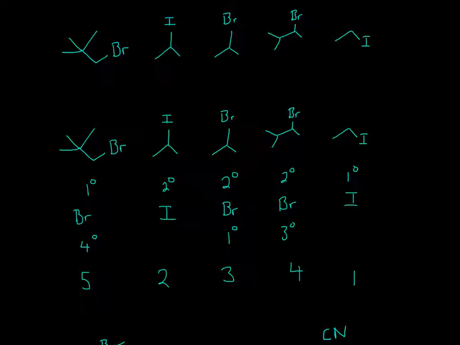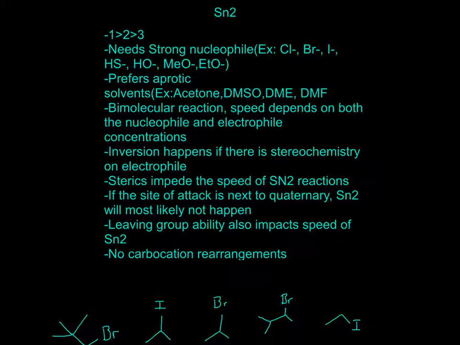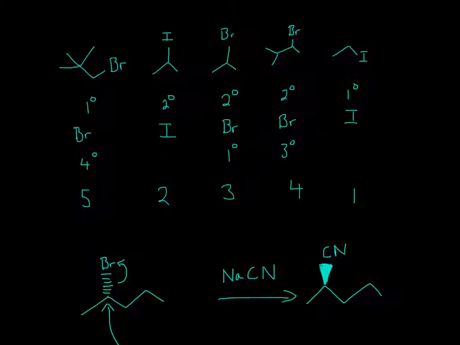So now, the final thing is the exception, right? The exception to the rule, which is even if it's primary, sterics will impede it, and that's why if it's next to a quaternary, SN2 will most likely not happen.